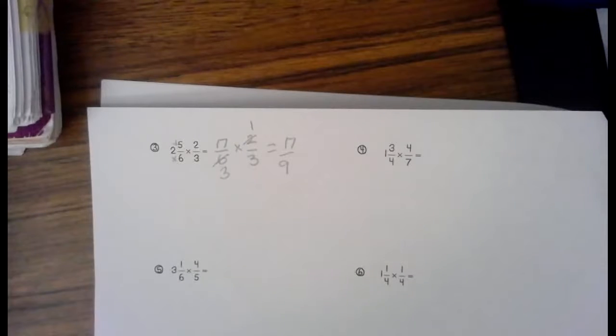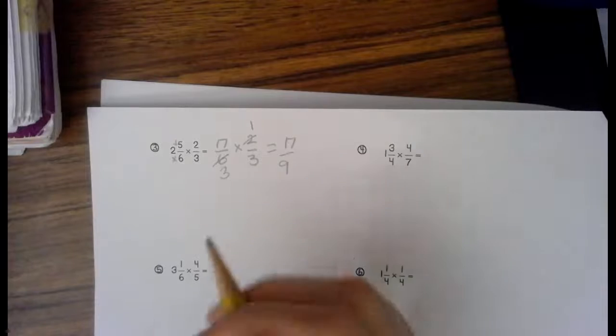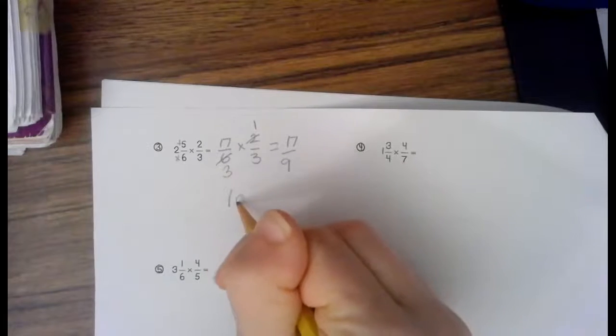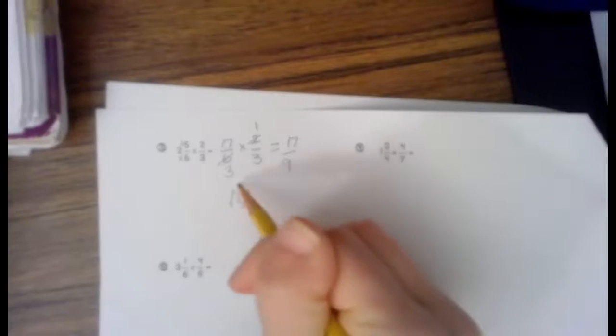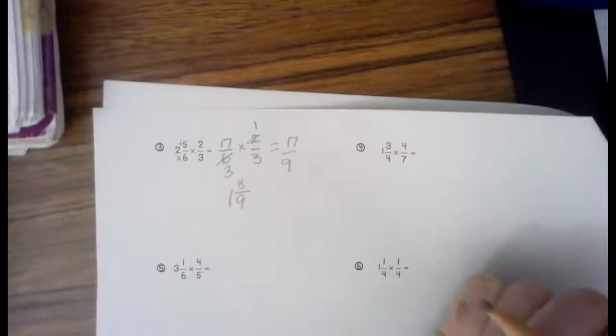You need to turn that into a mixed number, so 9 can go into 17 once. And if I multiply here, I get 9, so I need to add 8 more to get 17. So 1 and 8 ninths.